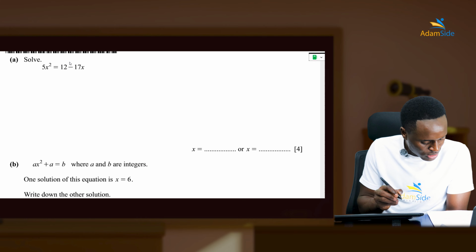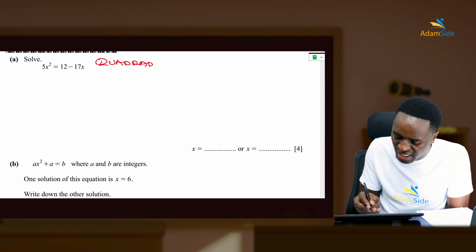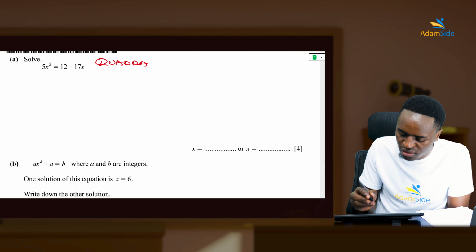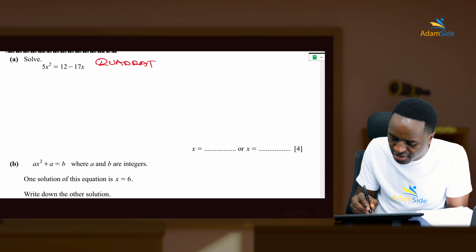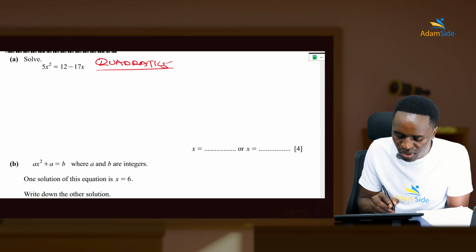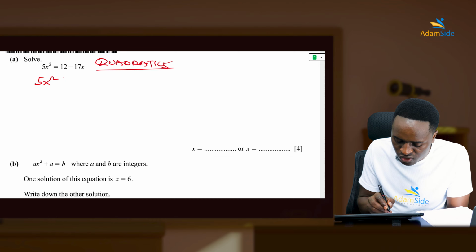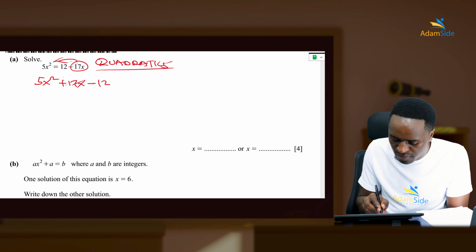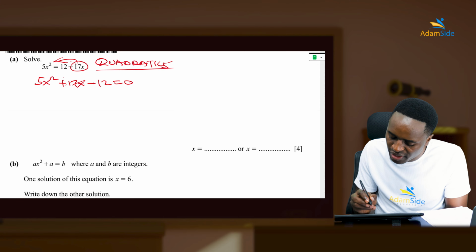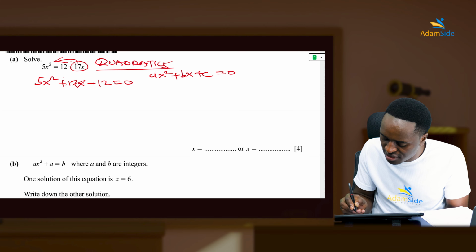Correct. Solve. We're going to this question, quadratics. Quadratics. It comes from, it's a subunit of algebra. You have 5x squared is equal to 12 minus 7x. They want you to solve. So bring it over: 5x squared plus 7x, take the negative 7x to the other side, and then 12 becomes minus 12, is equal to 0.